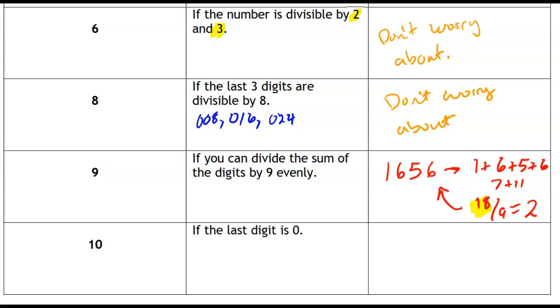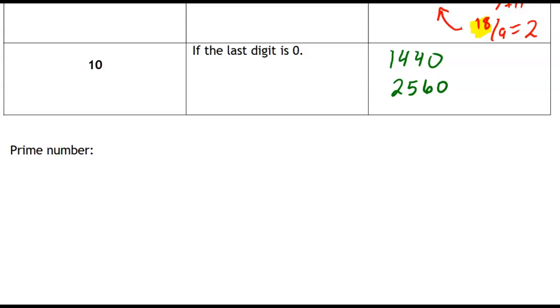10, the last digit is 0. So 1440, 2560. If it ends in 0, it divides by 10. You should notice that we essentially skipped 7. 7 is prime, and when you start getting the prime sets, they're a little more difficult. So prime numbers, 2 is prime, 3 is prime, 5 is prime. We had those divisibility rules. When you start getting past that, it gets a little problematic.